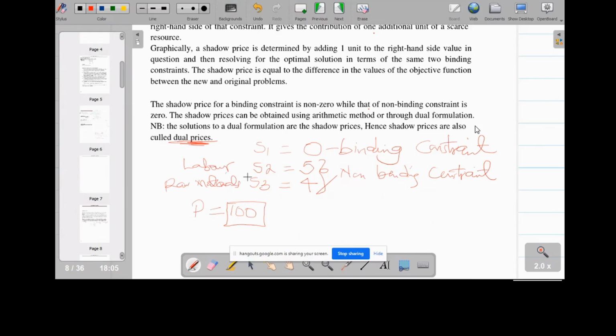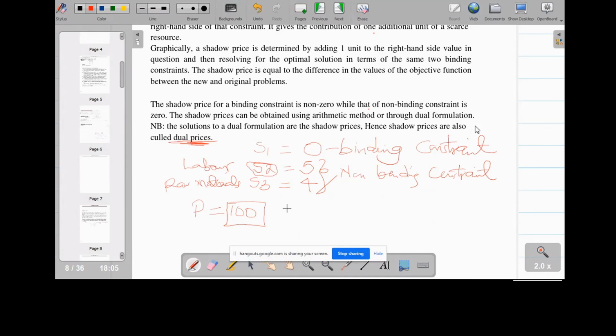So when you relax the labor constraint, for example, if the machine hour was 8 hours, you increase this labor by 1 hour, 1 unit. That is what we mean by 1 unit. You increase this by 1 hour, then this profit here will be able to increase by 5.